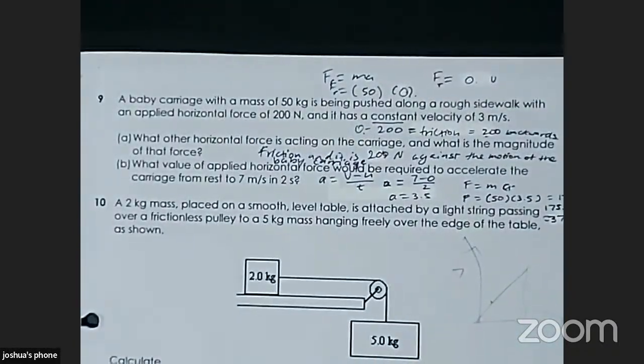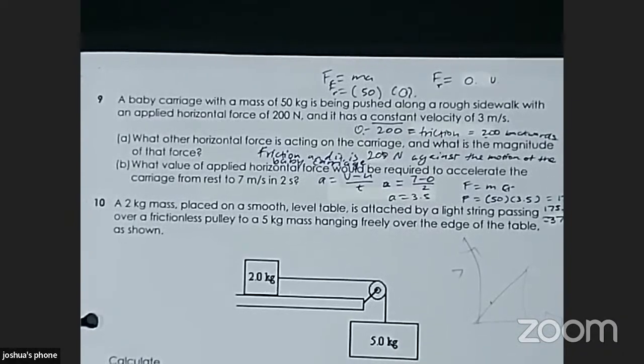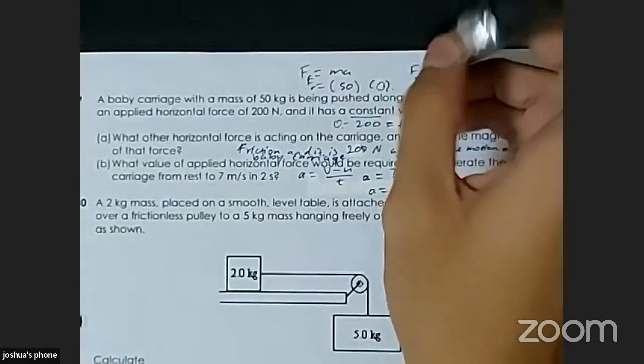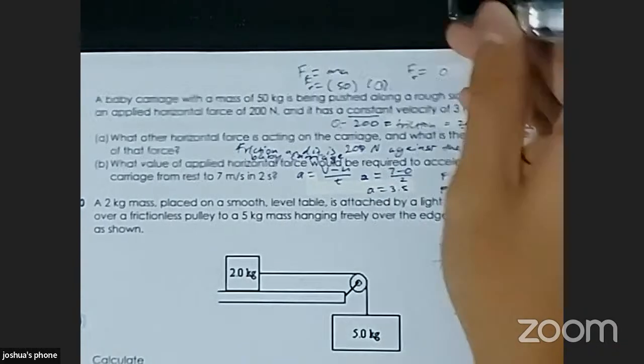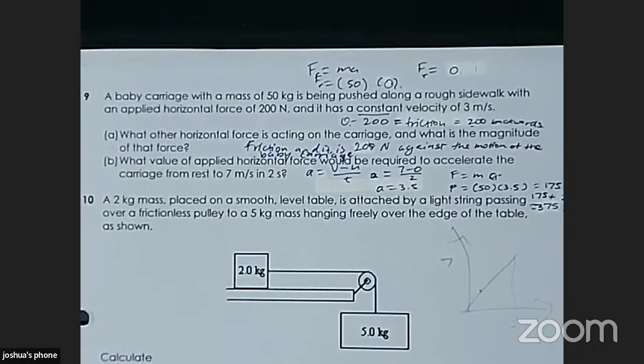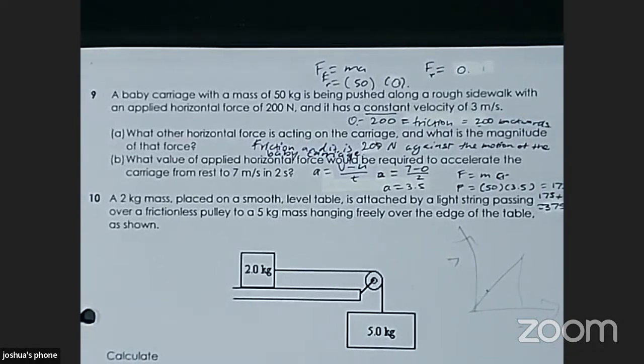What do we know? Question 10. Question 10 is, what kind of question, Joshua? Like a connected mass question. Don't you see? Those are two masses connected by tension, by a rope, which will be a tension. The direction is a bit more complicated than the previous one, but the principle stays the same.